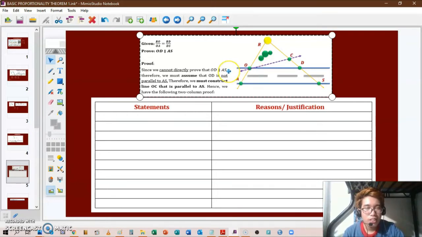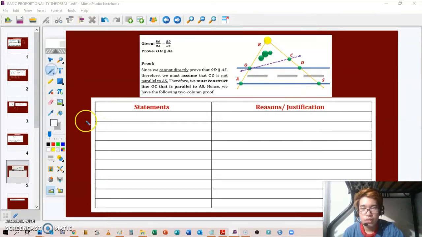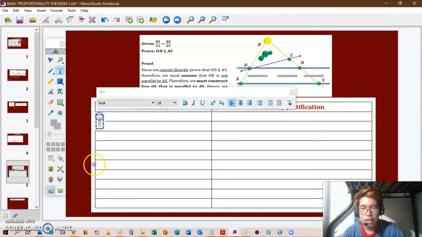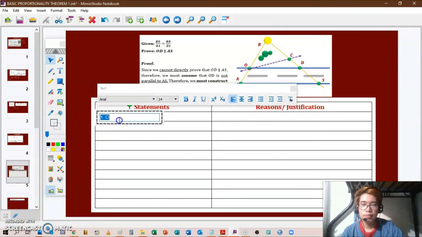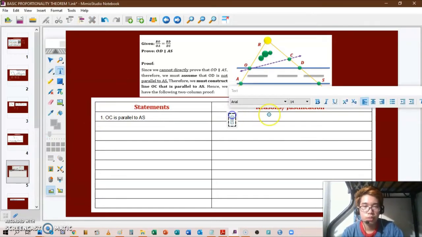Since we cannot directly prove that OD is parallel to AS, we create a line segment OC such that it is parallel to the third side, which is AS. We can write that as our first statement: OC is parallel to AS. That is an assumption.